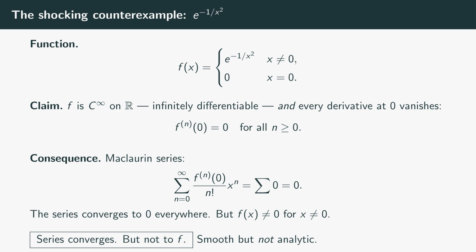This counterexample seeds an entire field. Functions like e to the minus 1 over x squared are used to build bump functions, smooth functions exactly 0 outside a small region. Bump functions are the basic tool of differential geometry, distribution theory, and partial differential equations. You can't build them from analytic functions because an analytic function vanishing on a set with an accumulation point is identically 0. The non-analytic smooth functions are a feature, not a bug.